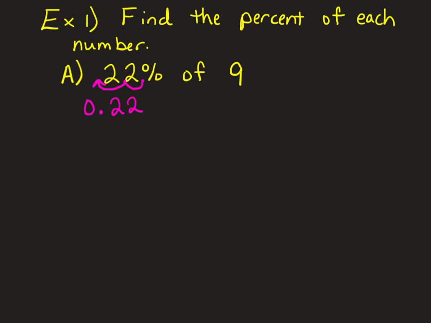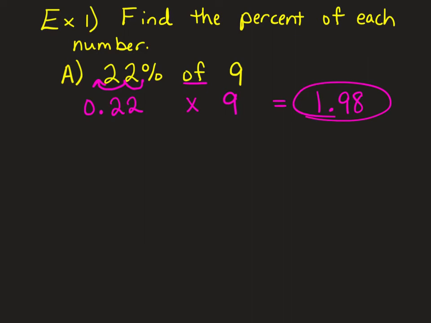So 0.22 is a decimal, like dollars. If we were thinking of this in money, this would be $0.22. And the percent is like your cents, your pennies. It was 22 pennies. Of is a key word that means times. And so we have 0.22 times 9. You can type that in a calculator, and it is 1.98. So 22% of 9 is 1.98.